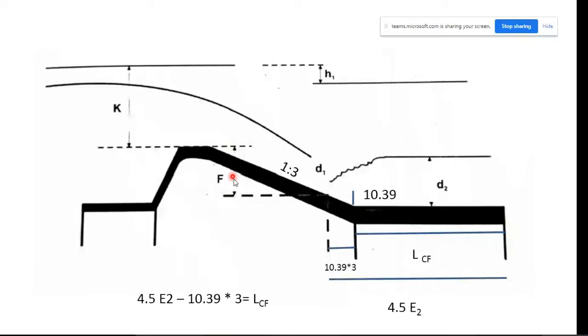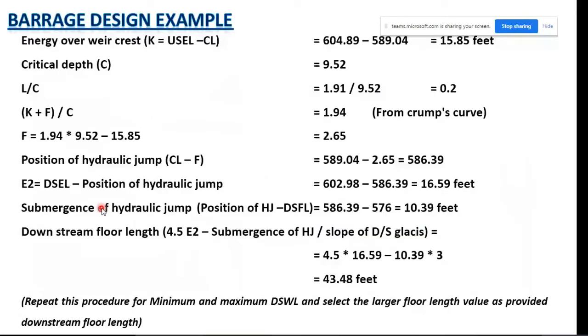The reduced level of the hydraulic jump, termed here as the position of the hydraulic jump, can be determined by subtracting F from the crest level. The hydraulic jump is 2.6 feet below the crest level. The position of the hydraulic jump is 586.39 for my case.